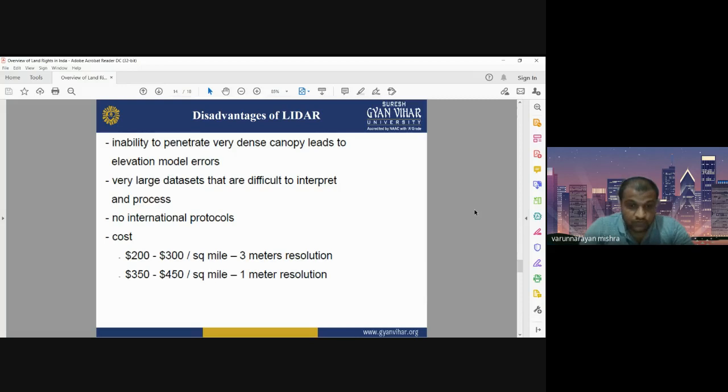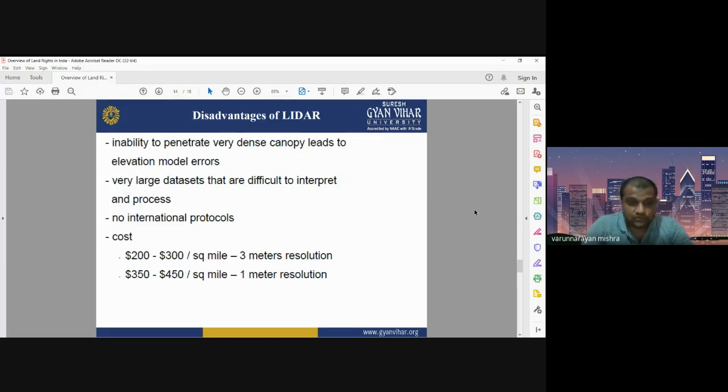If you want to have 1 meter spatial resolution, and if you want to scan an area of 1 square mile, its cost is around 350 to $450. So the data sets are costly. The laser scanning or the lidar surveying is a costly surveying technique. So you need to have a good amount of money to conduct these kind of surveying. These are some disadvantages of lidar.